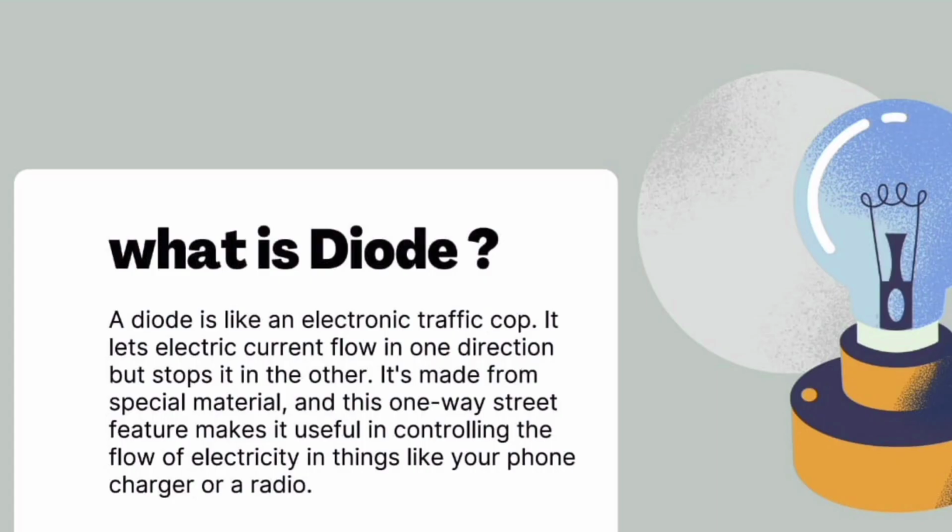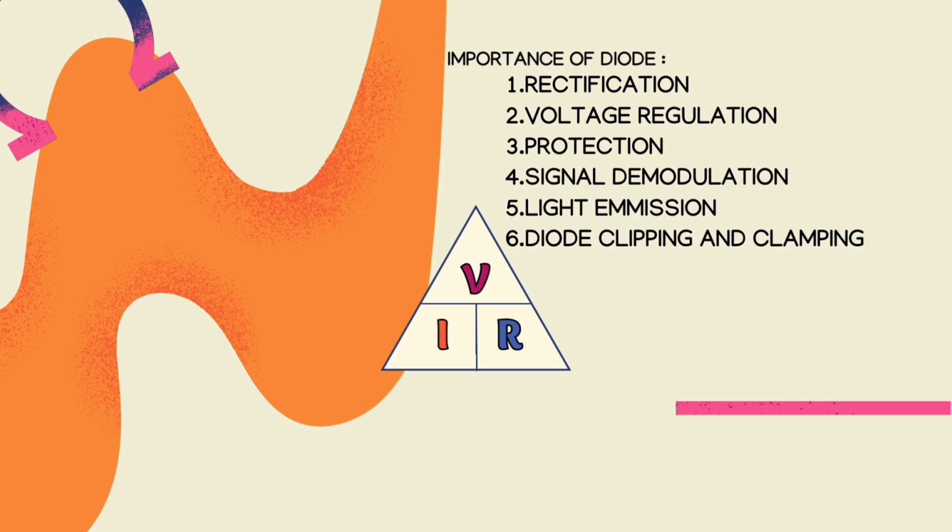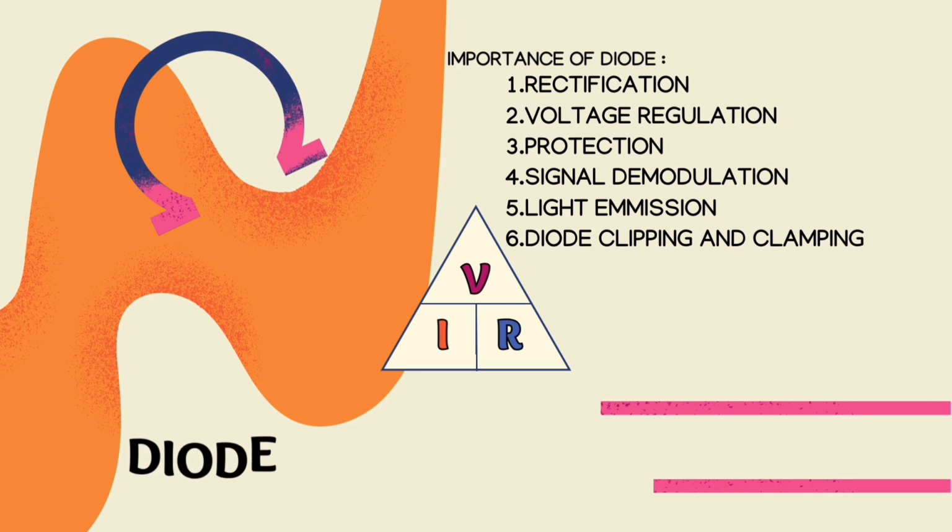To explain a diode in a simple way, a diode is a semiconductor device that essentially acts as a one-way switch for current. It allows current to flow easily in one direction but severely restricts current from flowing in the opposite direction. Let's learn about the importance of diode.